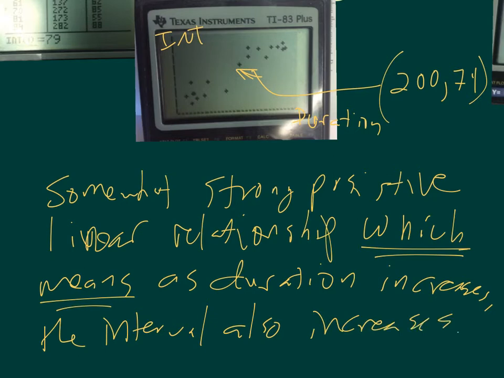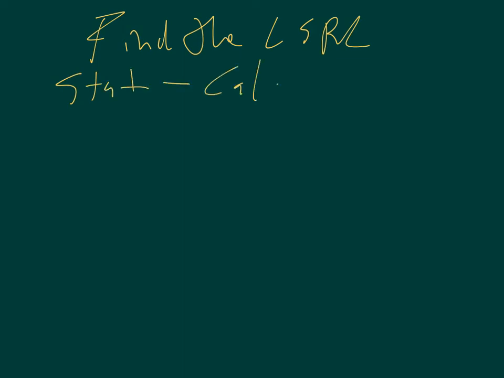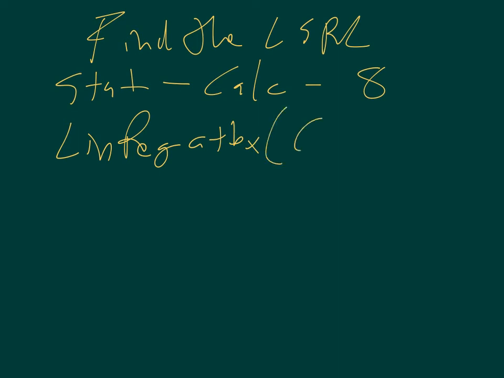Okay, so that's my graphical interpretation, and now we're going to go to new. So I'm going to find the least squares regression line. I'm going to do stat calc, and what number is that one? Stat calc number, I think it's 8 on the graphing calculator, which is LinReg a plus bx. And I'm going to do that for my two lists. So, sorry, that was pretty sloppy. L6, comma, my interval list. And I will get then this.